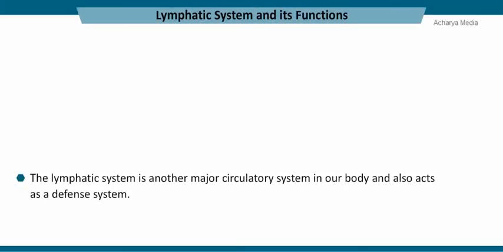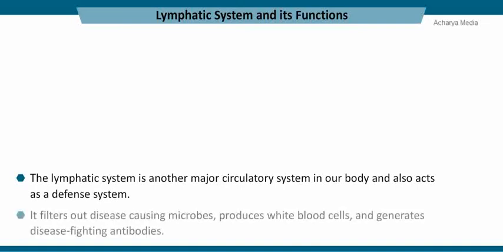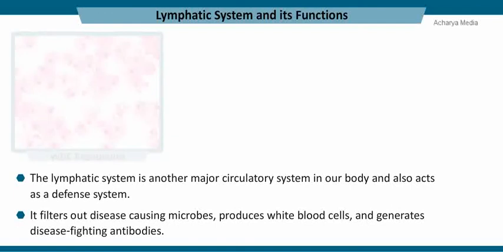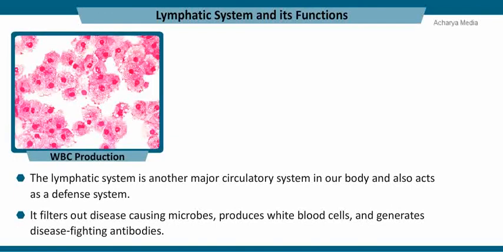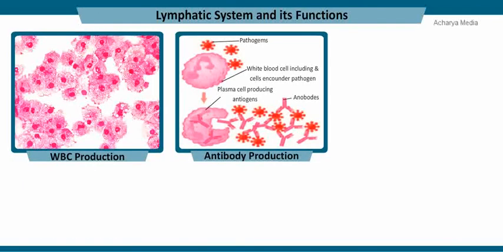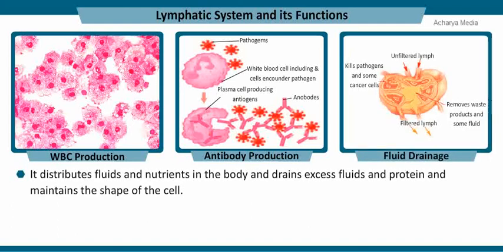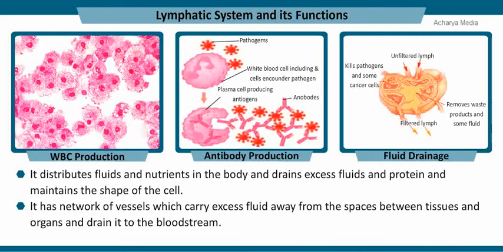The lymphatic system is another major circulatory system in our body and also acts as a defense system. It filters out disease-causing microbes, produces white blood cells and generates disease-fighting antibodies. It distributes fluids and nutrients in the body and drains excess fluids and protein, which prevents swelling and maintains the shape of the cell. It is made up of a network of vessels which carry excess fluid away from the spaces between tissues and organs and drain it to the bloodstream.